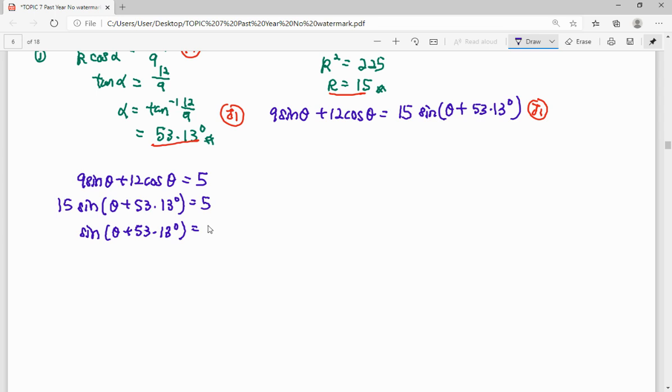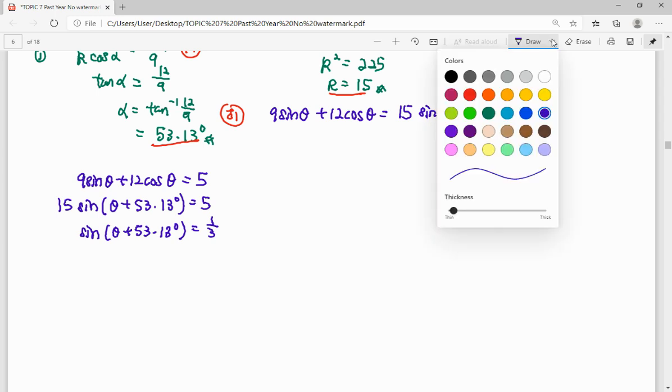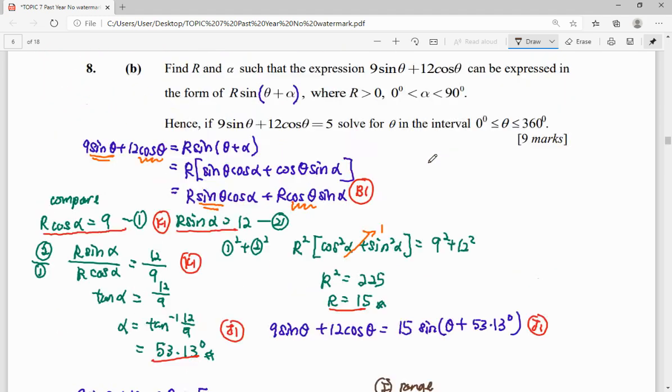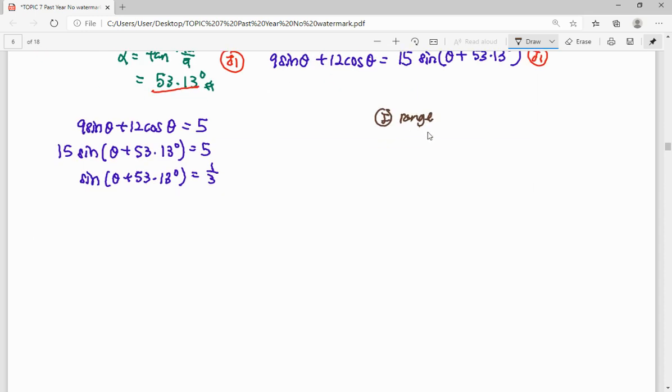We will divide by 15, which is 1/3. So we get our format of trigo, angle, value. Then we can start our four steps of solving. So our first step will be talking about range. So the solving range, as the question gives us, is theta between 0 and 360.